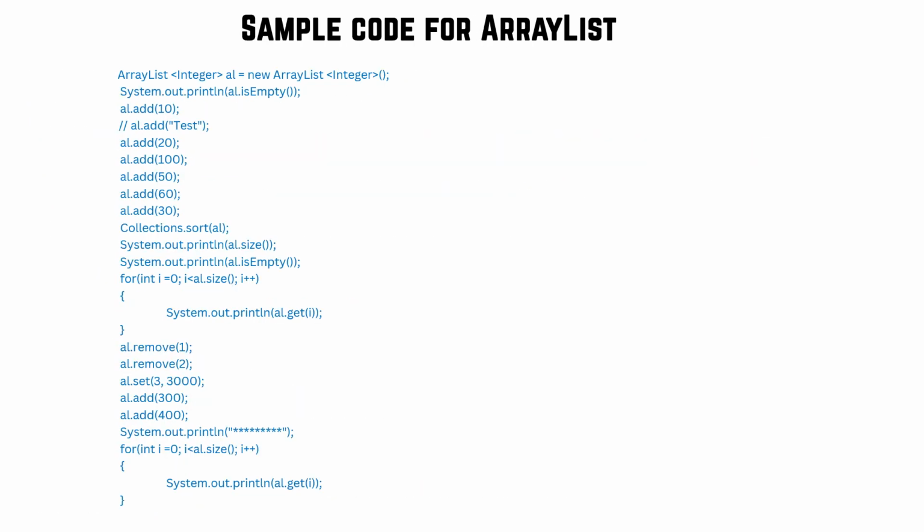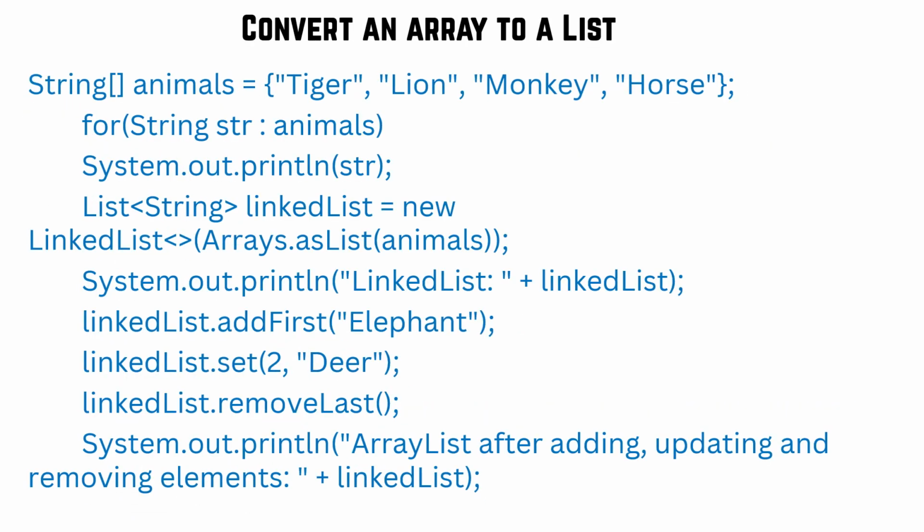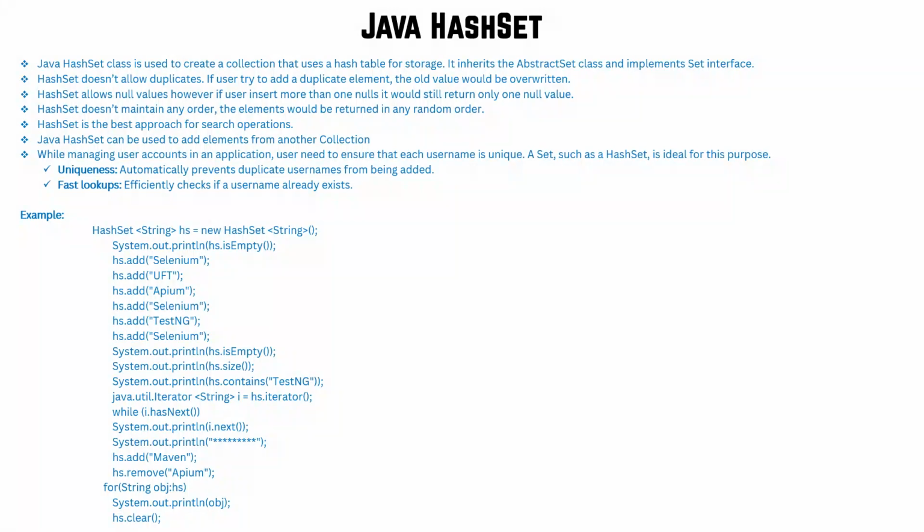LinkedList is where you can do the operation from both sides. Apart from ArrayList, all the important functionality is the same, but you can add or remove data from both sides. That is the only difference. And you can convert a collection to an array, or convert an array to a collection as well.